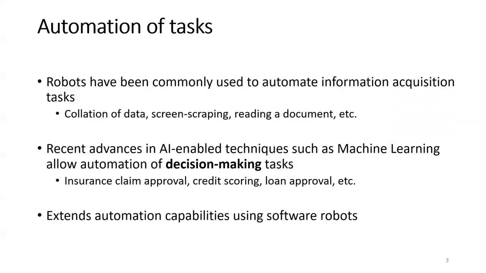Till recently, the robots that have been used commonly automate information acquisition tasks like collation of data, screen scraping, reading a structured document, and so on. But recent advances in AI-enabled techniques such as machine learning and their application to various domains has allowed automation of decision-making tasks as well, like insurance claim approval, credit scoring, or loan approval. This has extended the automation capabilities of using software robots.